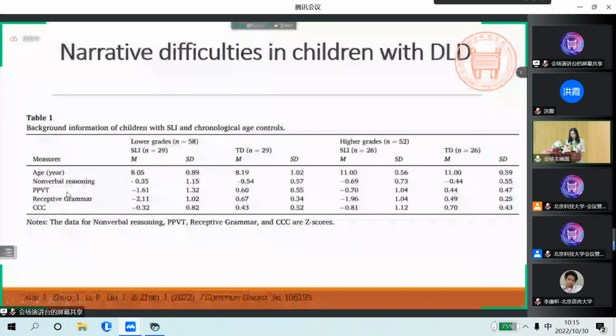PPVT means vocabulary, and receptive grammar, and CCC means that this is a communication questionnaire by Bishop. We translated it into Chinese.